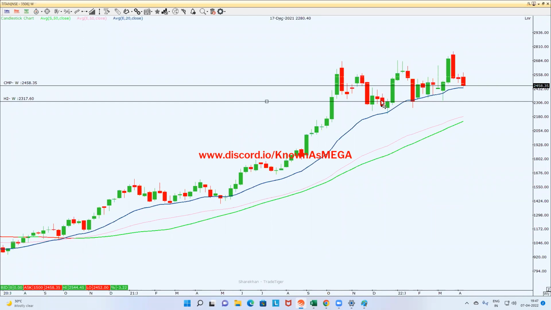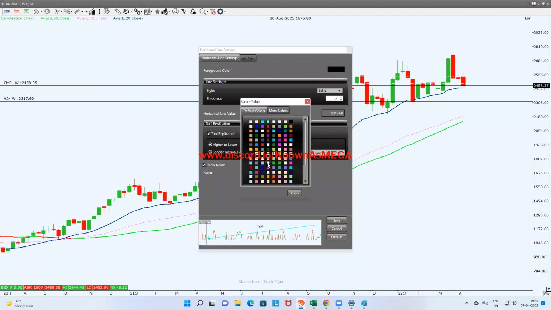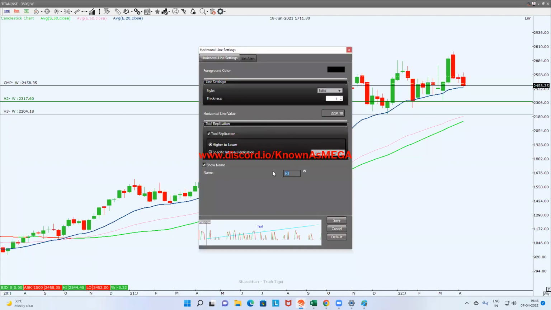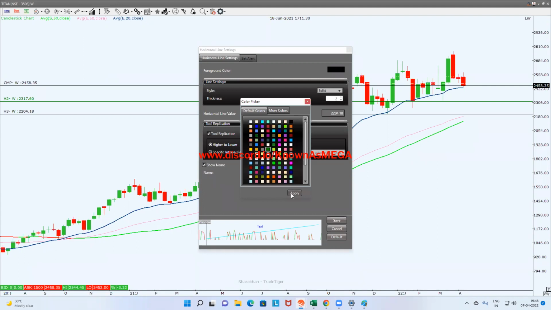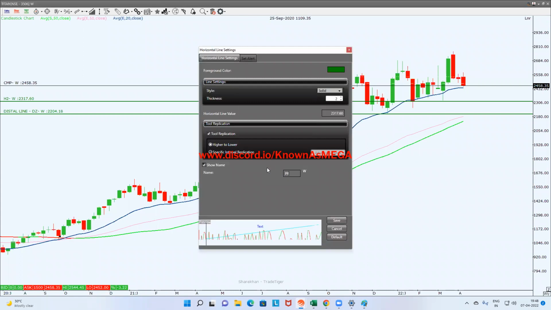Leg in, base, leg out. Try to uncomplicate things in life and in understanding concepts. DZ is demand zone. Okay.